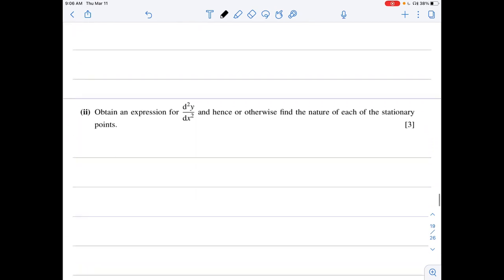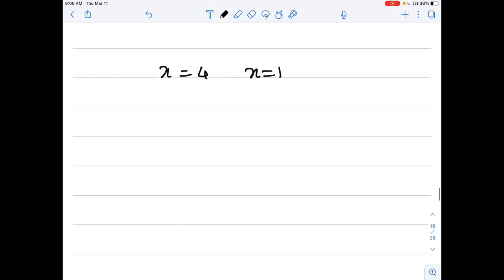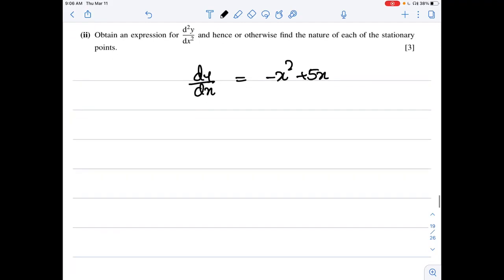Next one, obtain an expression for d square y by dx square. So dy by dx was minus x squared plus 5x minus 4. So I want to find the second derivative. The second derivative will become minus 2x plus 5. Find the nature of the stationary point.